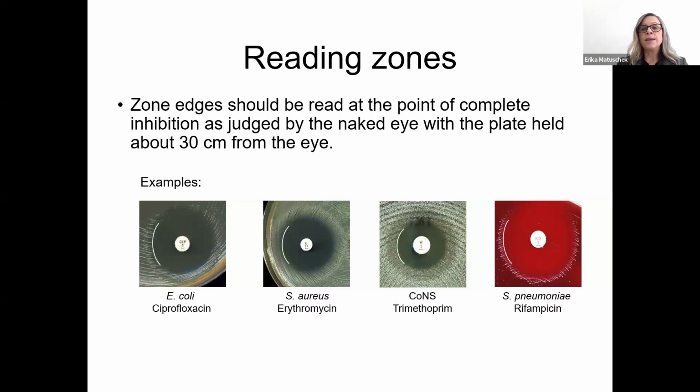The general reading instruction is to read zone diameters at the point of complete inhibition, as judged by the naked eye and with the plate held about 30 centimeters from the eye. You can see some pictures here where we sometimes have a gradual decrease in growth, fuzzy zones, or double zones, where you should normally read the inner zone unless otherwise stated, and you should normally take all growth into account, but not by looking very, very closely. You should hold the plate about 30 centimeters from the eye.